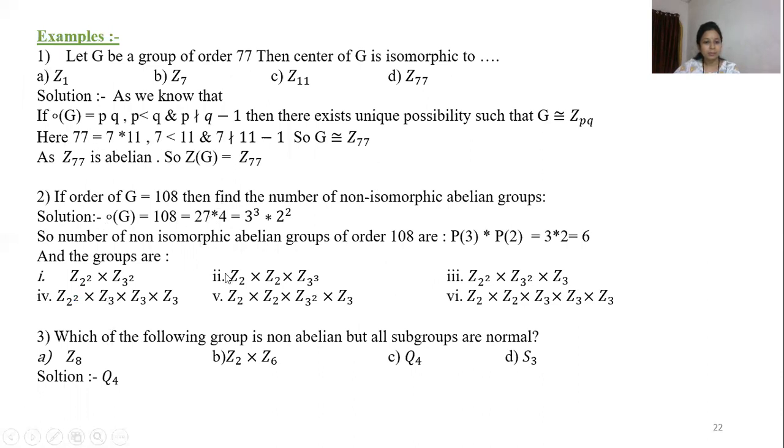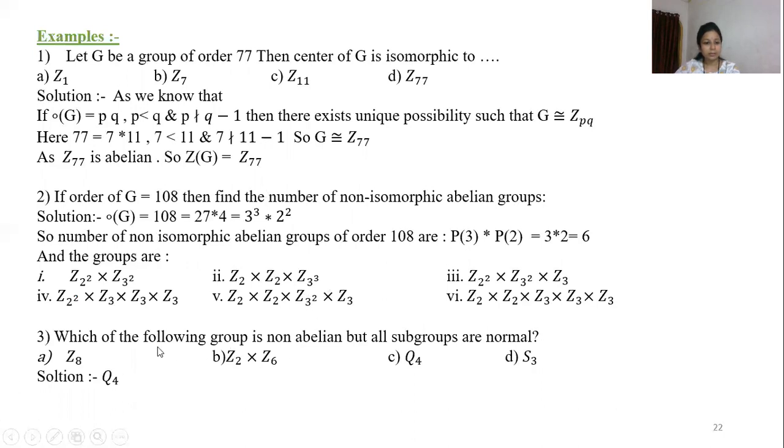These are some of the examples. You can check this example. Suppose G is a group of order 77, then the center of G is isomorphic to which? A group of order 77 can be written as 7 times 11. 7 and 11 are both primes, 7 is less than 11, and 7 does not divide 11 minus 1, that is, 7 does not divide 10. There is only one possibility, that it must be isomorphic to Z77. And Z77 is abelian. Therefore, the center of Z77 is Z77 itself.